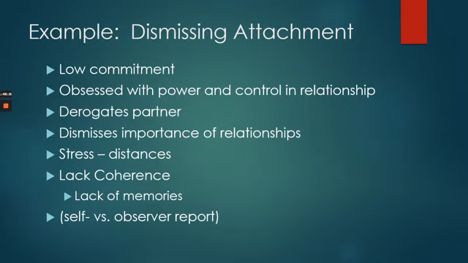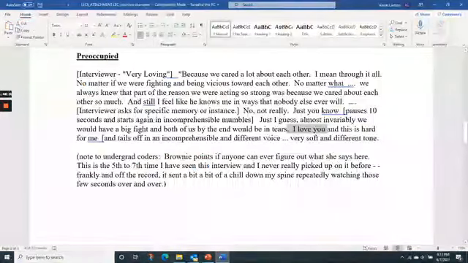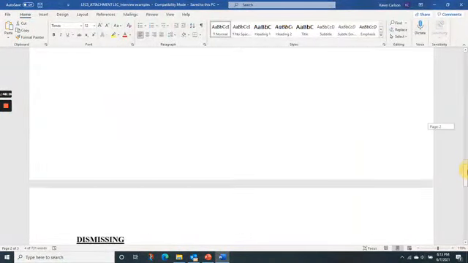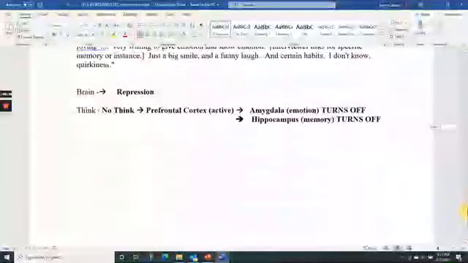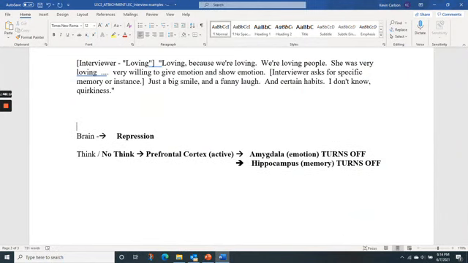And let's just round out dismissing, so you can kind of see the parts of dismissing. The dismissing people are incoherent too, but they don't talk much. Whereas a preoccupied person talks a lot, dismissing people don't talk very much. And I think you can ignore this thing. I'm not going to talk about the amygdala and hippocampus in this class, at least not now.